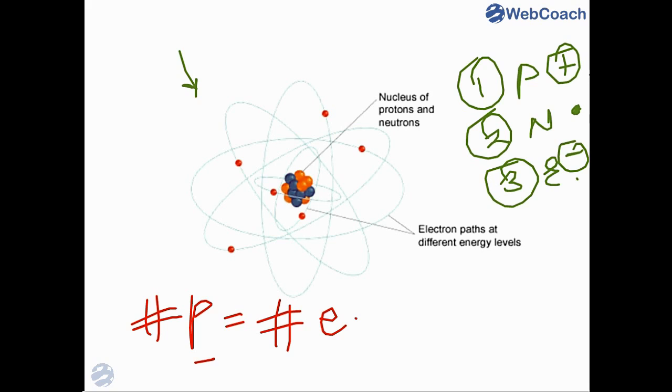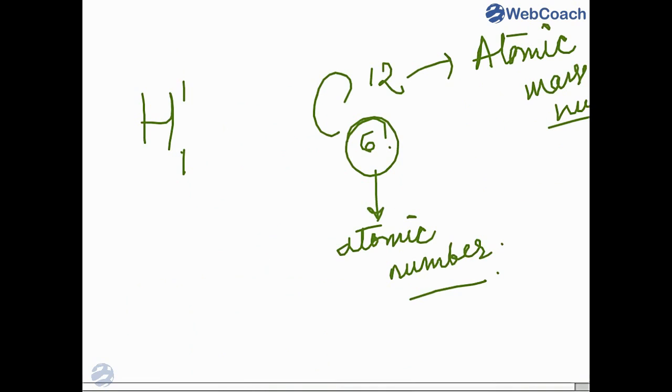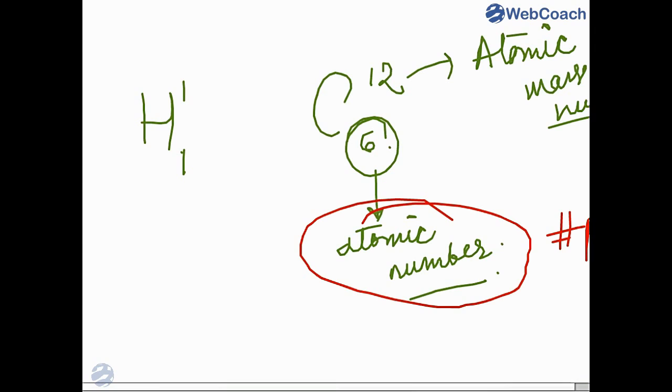That means the number of positively charged particles is exactly equal to the number of negatively charged particles. For that reason, any atom of any element does not carry any charge. If it carries a charge, then we call those substances ions, not atoms. So ions are the charged species. This is the basic difference between a neutral atom and ions. So the atomic number indicates the number of protons or the number of electrons.